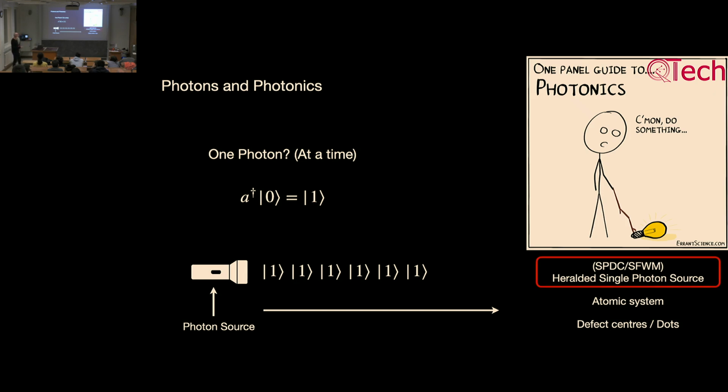From atomic systems, which has historically been a great source for that, but more recently artificial devices where you have defect centers in solid state materials like NV centers, if you've heard of that. Quantum dots are artificial atoms that are made out of materials like indium arsenide. We're still using, to a large extent, what we call probabilistic sources, which I'll explain in a moment.